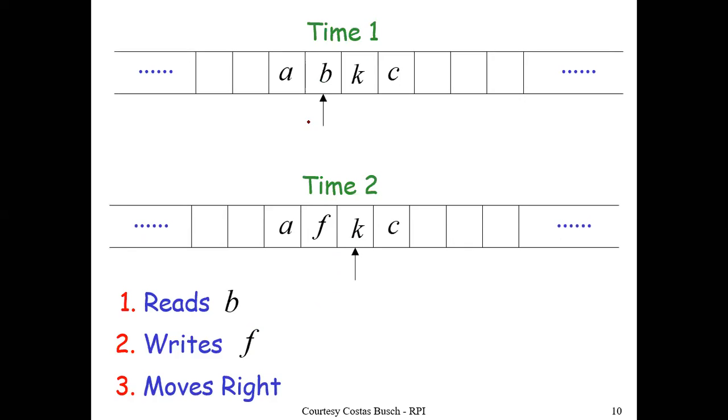Similarly, at time 1, we are pointing to the B. We will read B, and after reading B, we write F on that particular box, and then move to the right. Now we are pointing to the K. So we are doing three things: reading B, writing F, and moving right. There are three things we do when moving from Q1 to Q2, Q2 to Q3. We are changing the state. Number one, we are reading. Number two, we are writing. Number three, we are moving.